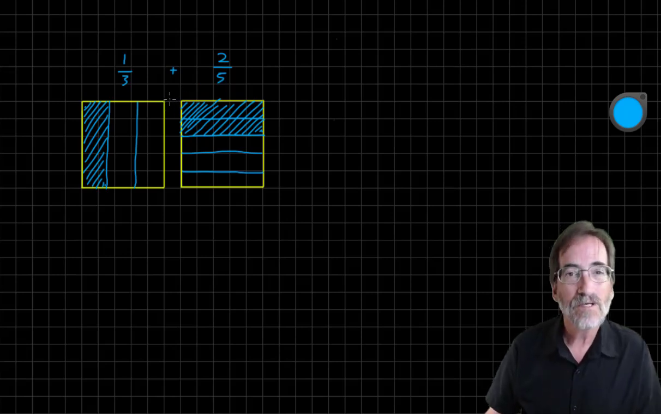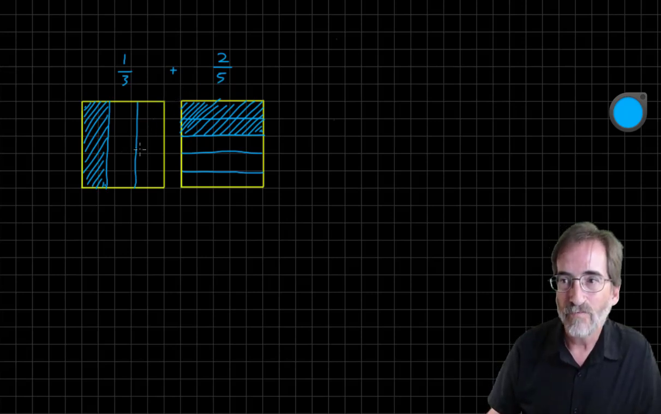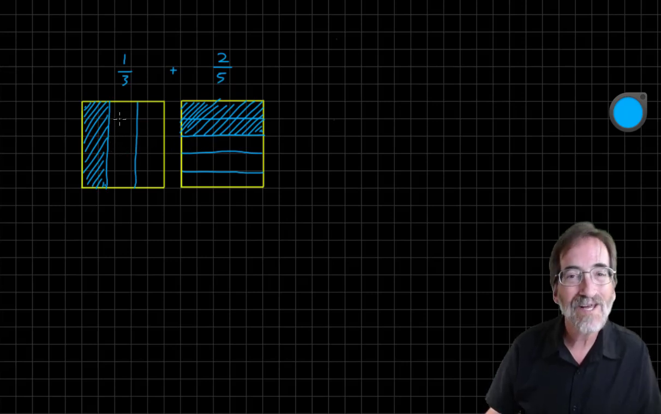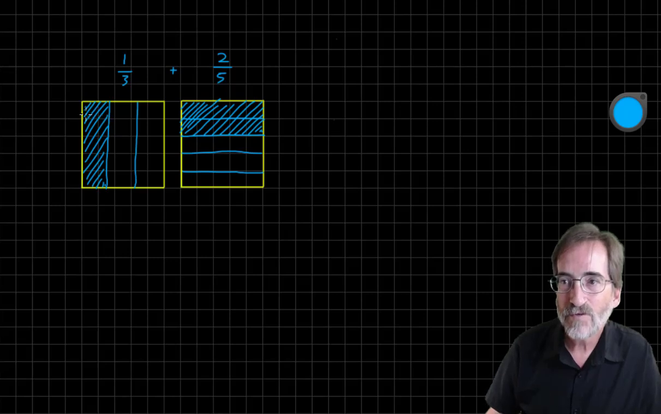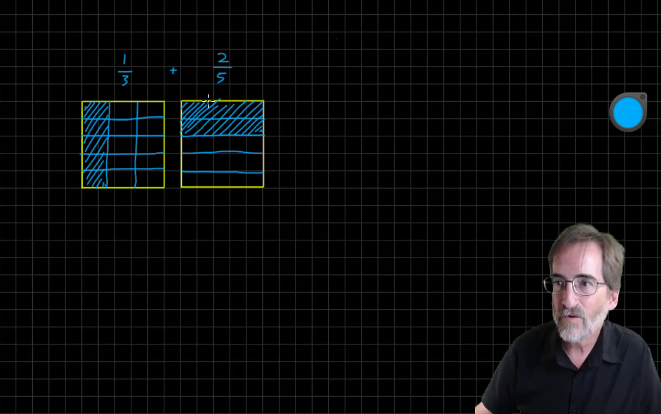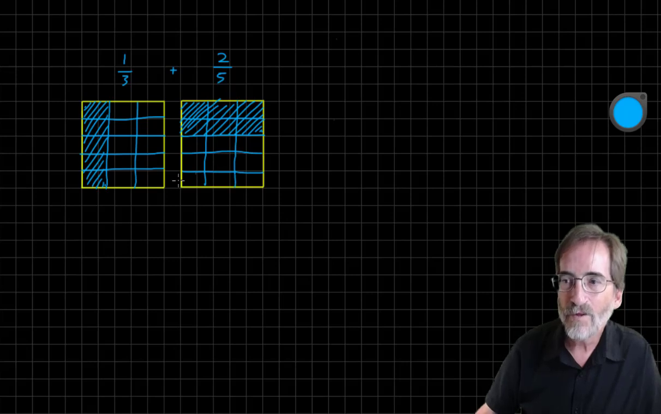Now the secret to addition comes this way, and this is going to make it apparent why I divided it vertically and horizontally. Represent each in terms of the other. So the third I'm going to divide into fifths. So I'm going to cut it into 5 equal parts. And the fifths I'm going to divide into 3 equal parts. Okay. Now let's look at what they are.